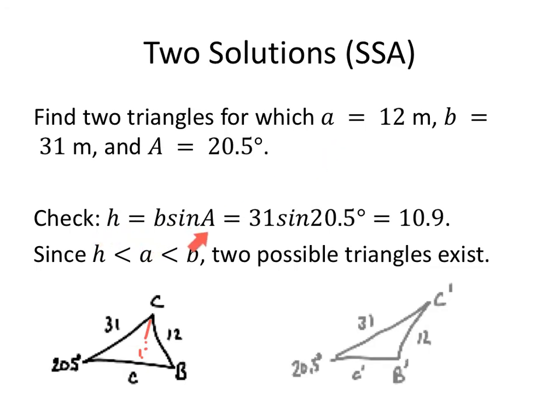The height is B sine of A. The B value is 31. Sine of 20.5, that's 10.9. So I know that my A value of 12 is bigger than that. However, my A value of 12 is smaller than B. So I don't know if my 12 goes out from angle C or if it comes back in towards angle B. I don't know if my height is inside or outside of this particular triangle. When that's the case, two such possible triangles exist. Let's find them.